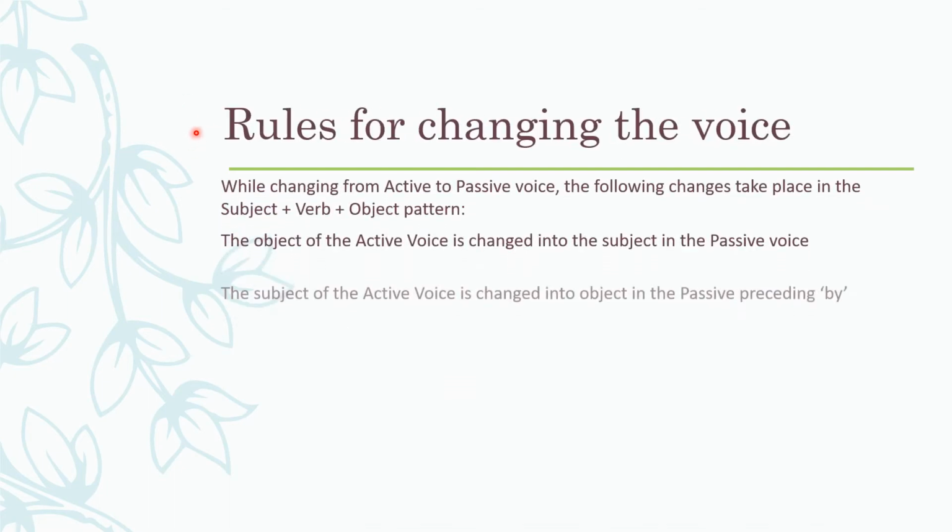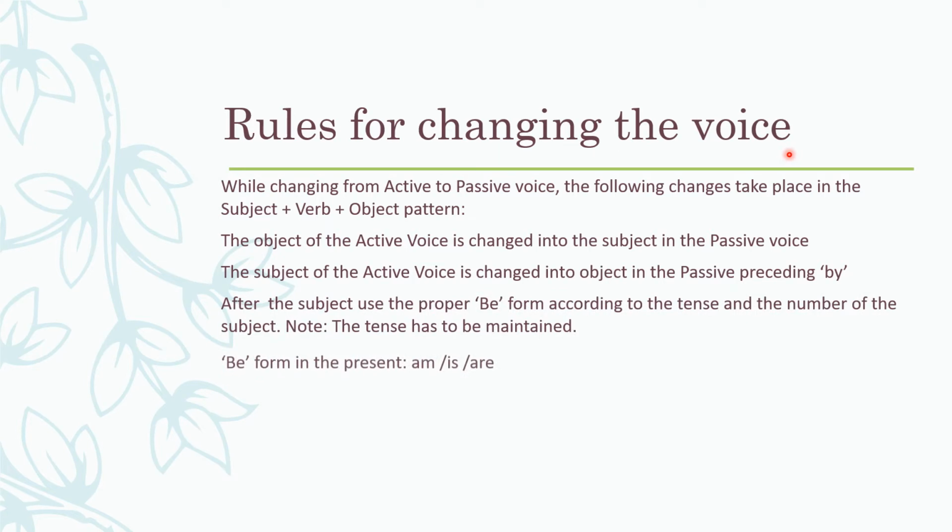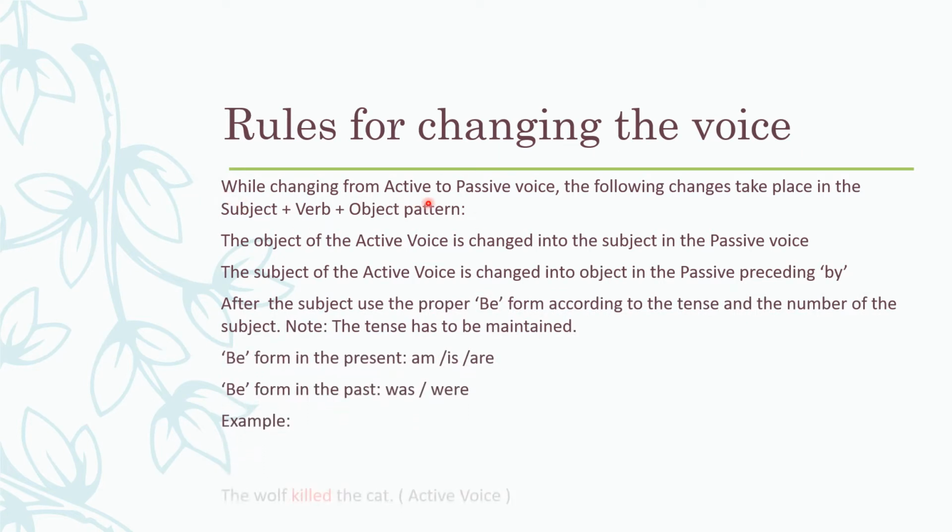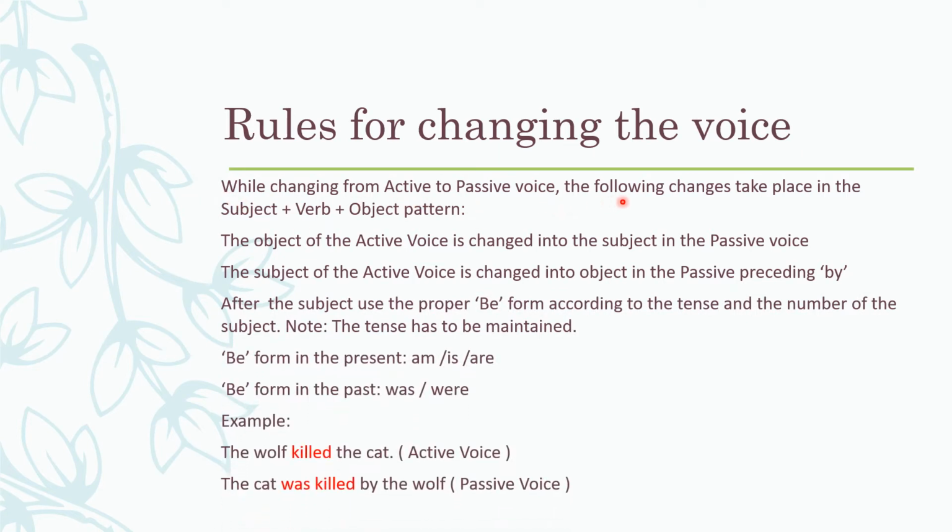Let us understand the rules for changing the voice. While changing from active to passive voice, the following changes take place in the subject, verb plus object pattern. The object of the active voice is changed into the subject in the passive voice. The subject of the active voice is changed into object in the passive, preceded by "by". After the subject, use the proper be form according to the tense and the number of the subject.